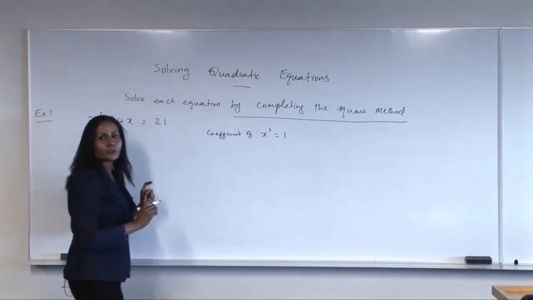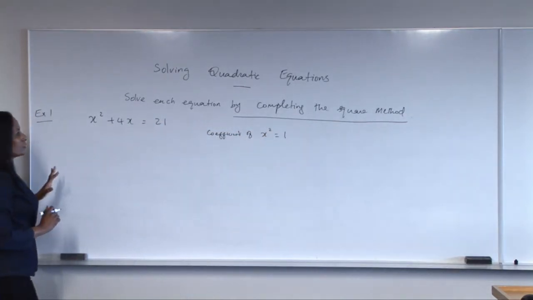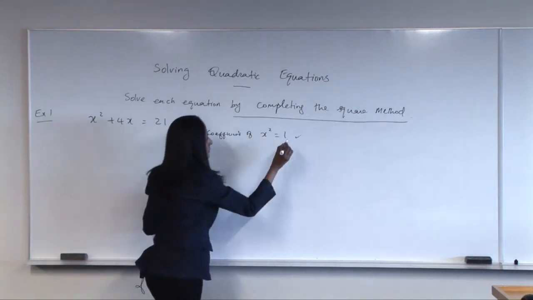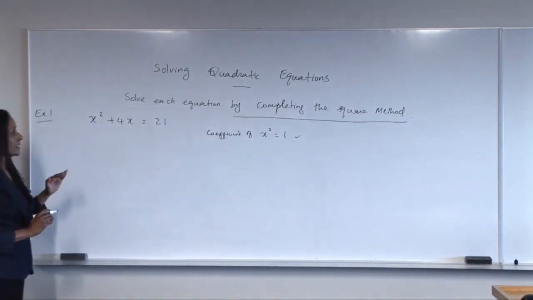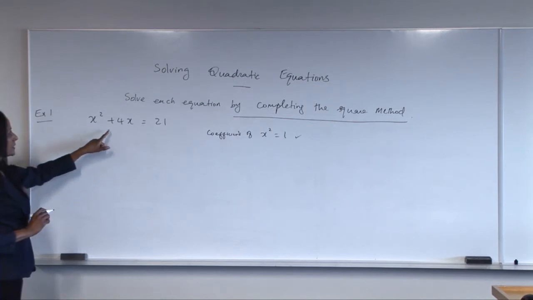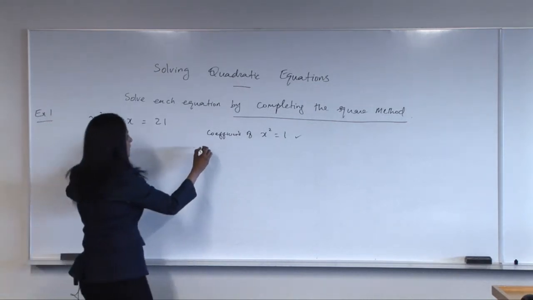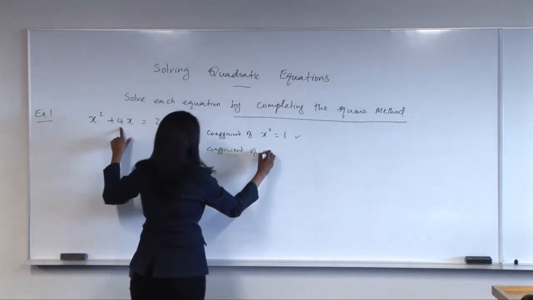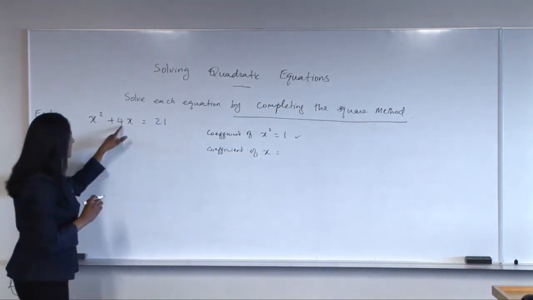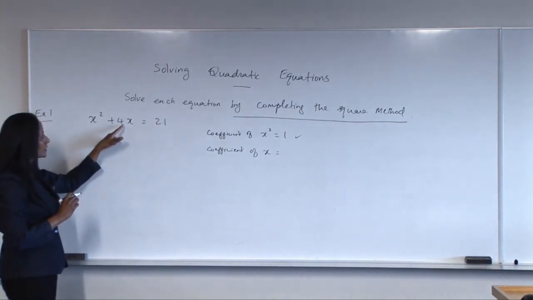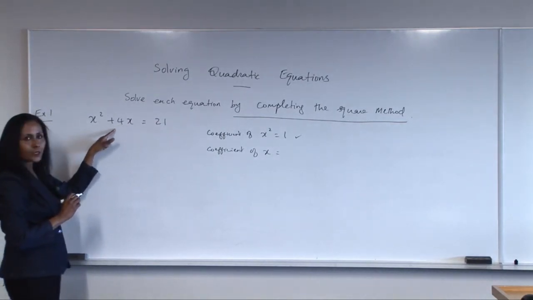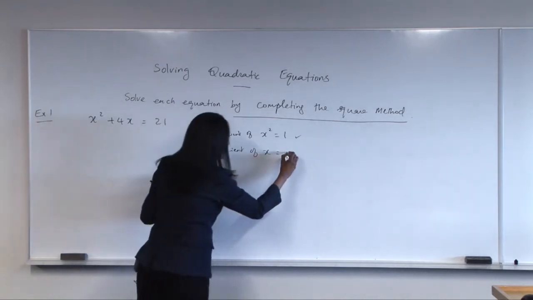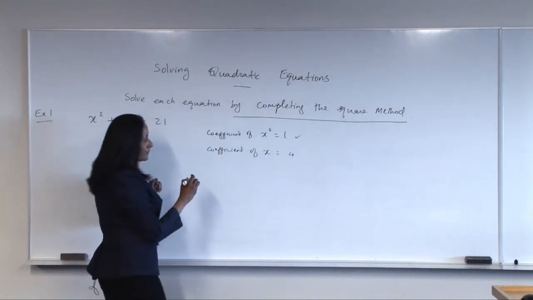First step you have to do. So the coefficient of x squared is equal to 1. We are good. We can move on to the next step. Once you check that it is 1, the next step is to check the coefficient of x. What is the coefficient of x? Whatever number is right in front of x is the coefficient. So the coefficient of x is positive 4. If it is negative, you have to write a negative.